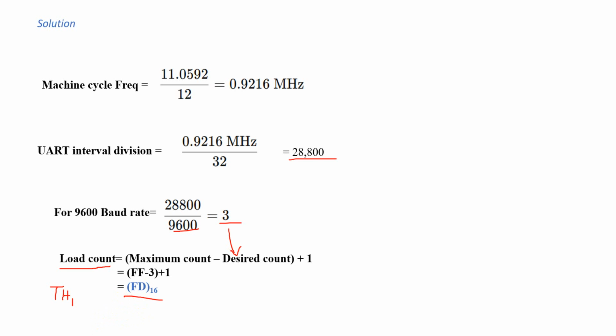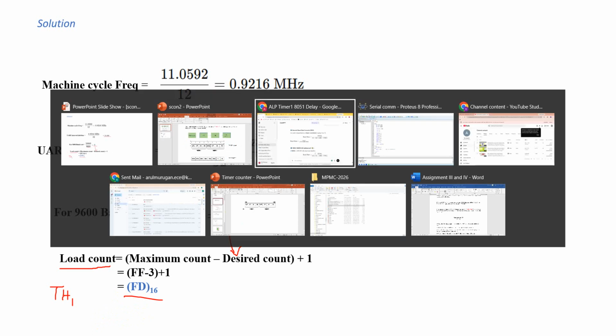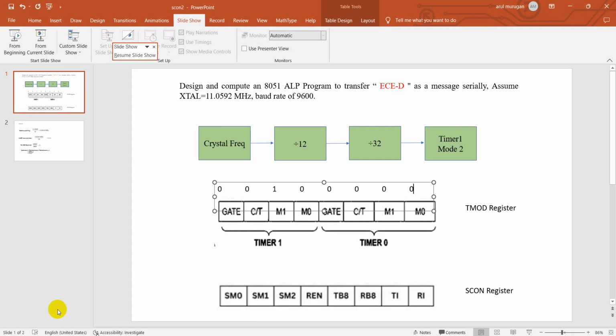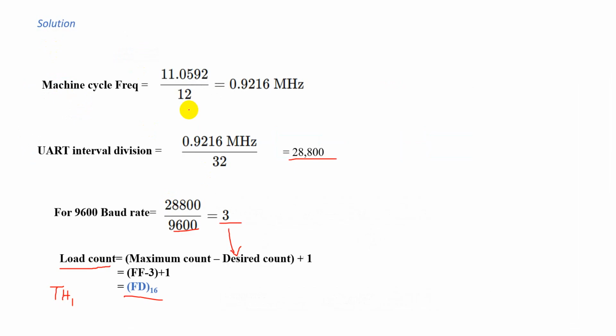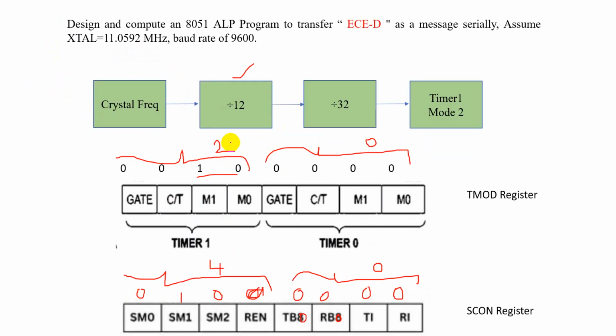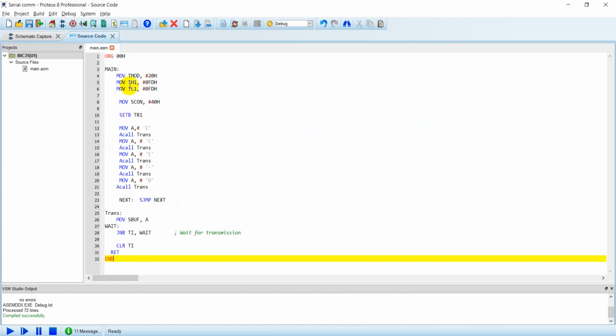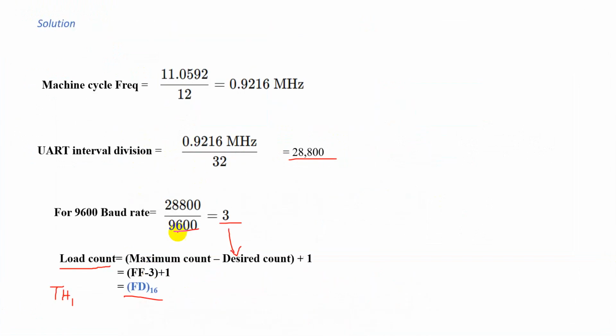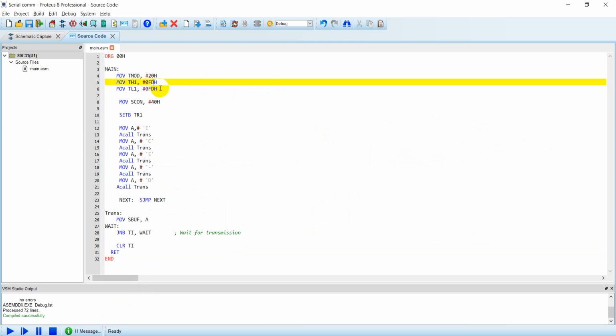Okay, let me discuss how the program runs. The origin starts with 0000. I told you the timer mode should be 20. The timer mode value is 20, so we have loaded it in the timer. The next step is the TH1 and TL1 value. Both values are the same, that is FD, so we load FDH.